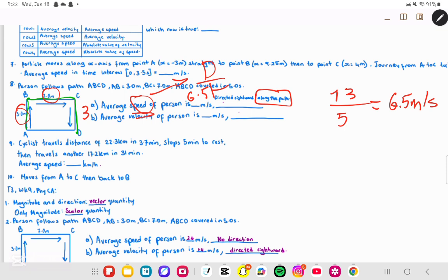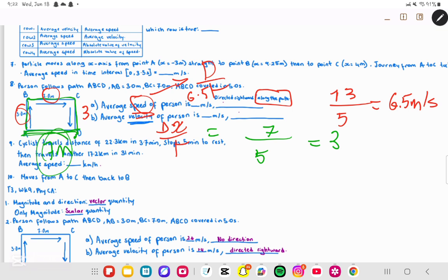It has no direction. Whereas the average velocity, this is very important. Average velocity is the displacement over time. So how do you find displacement? You will take the final position, which is D, and the initial position, which is A. You will draw a straight line, and you will find the distance. So from A to D, what's the distance? It is 7 meters, because it's a rectangle, right? So it's 7 over the time, which is 5.